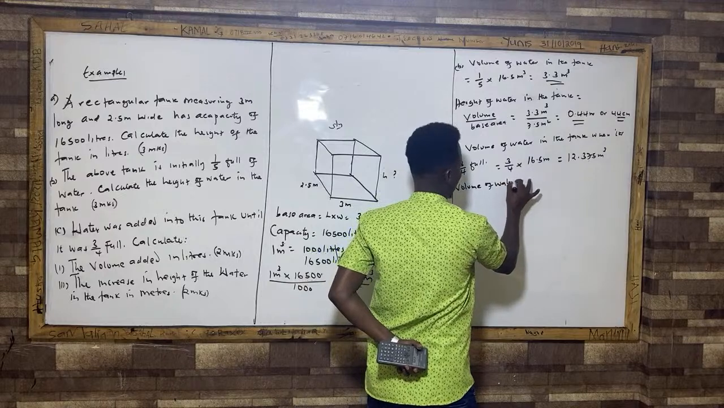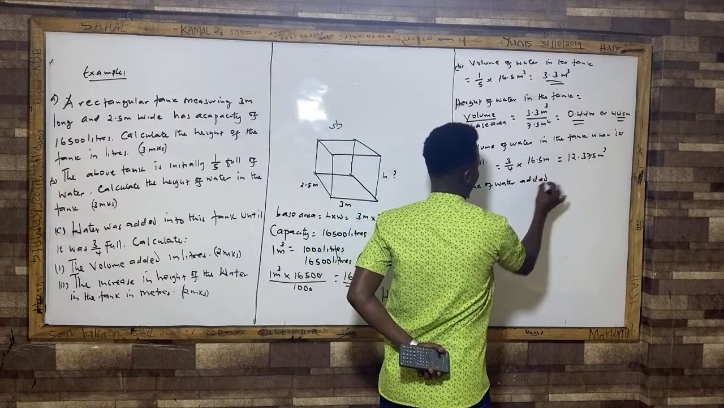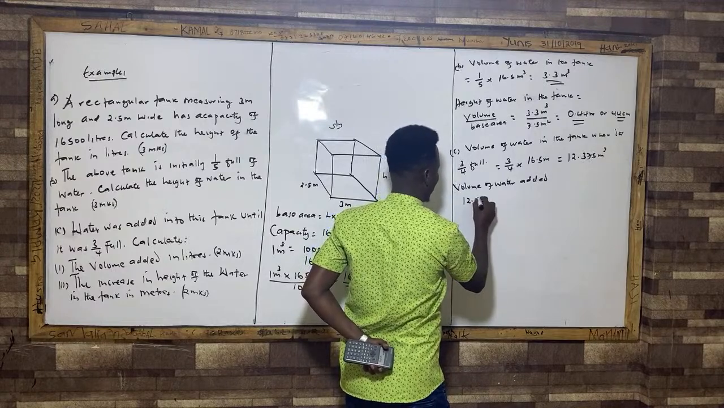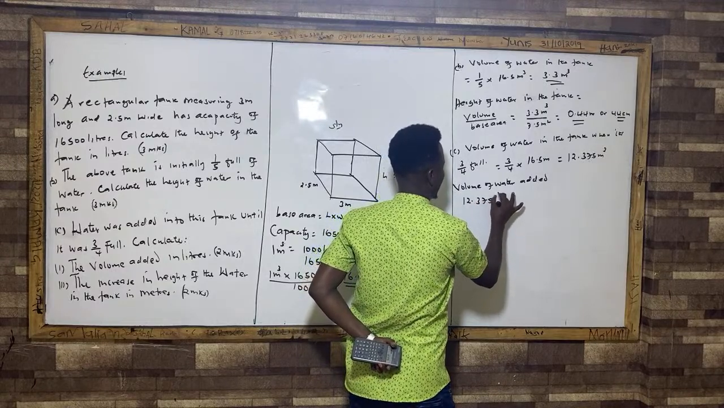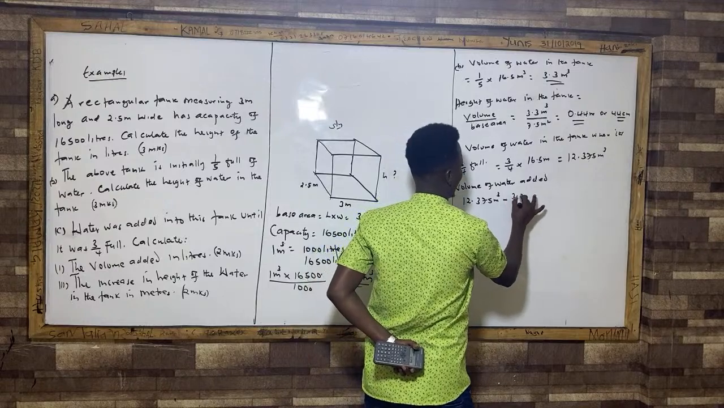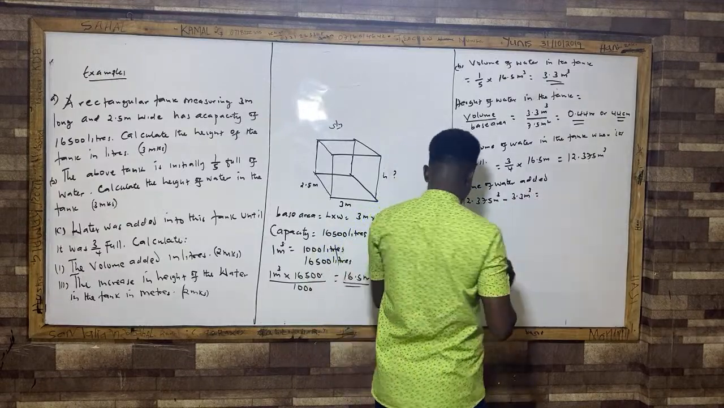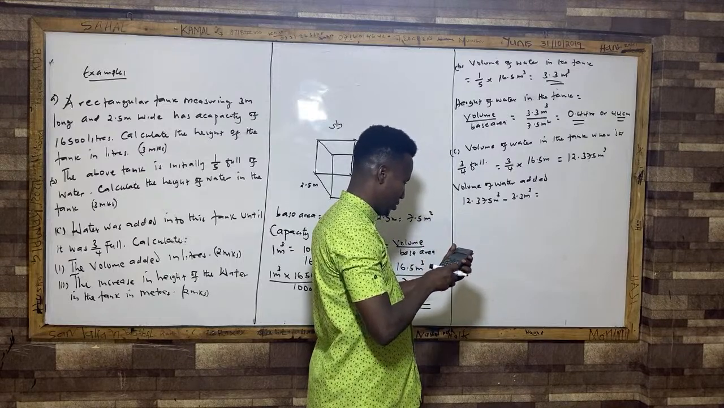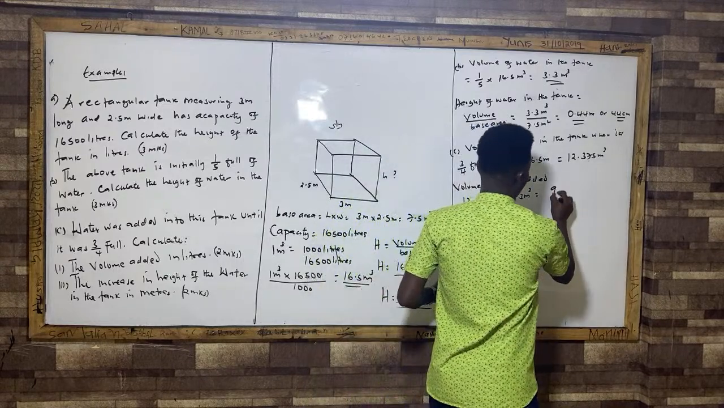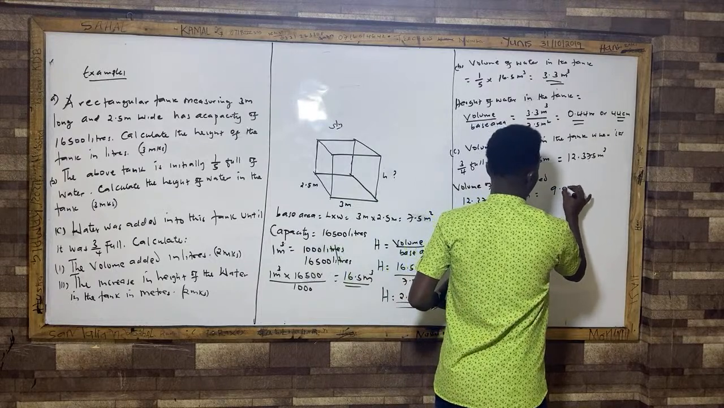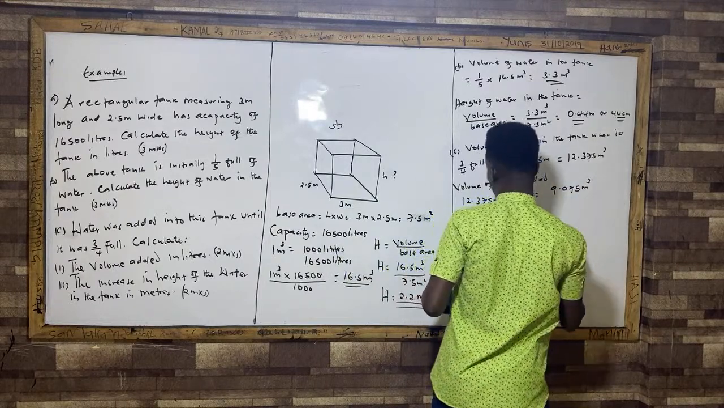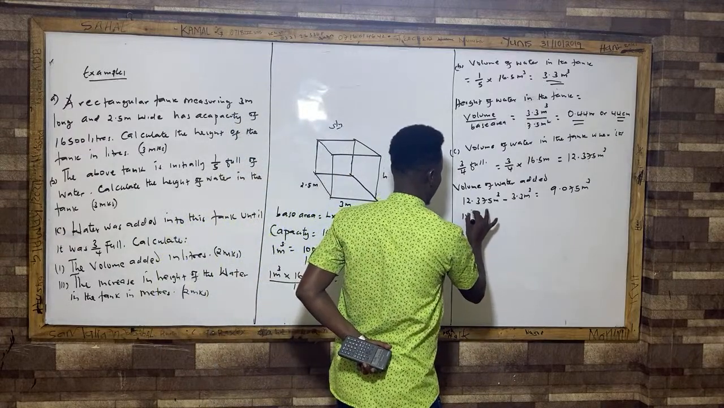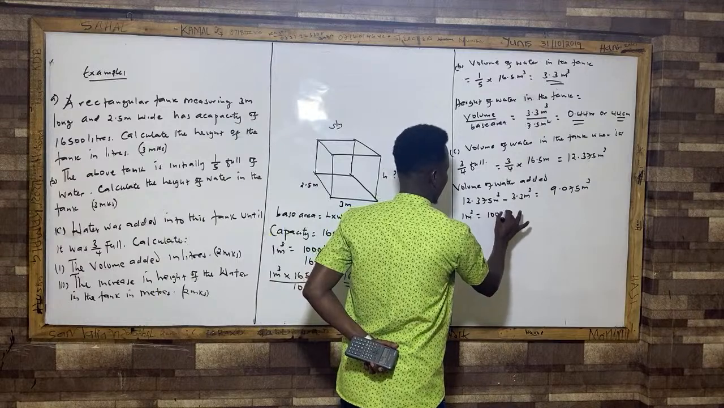Volume of water added. It will be how much? 12.375 meter cubic minus 3.3 meter cubic. Okay? Minus 3.3. That is 9.075 meter cubic. But you are told in liters, okay? You are told what? In liters. We know that 1 meter cubic is equal to 1,000 liters, okay?